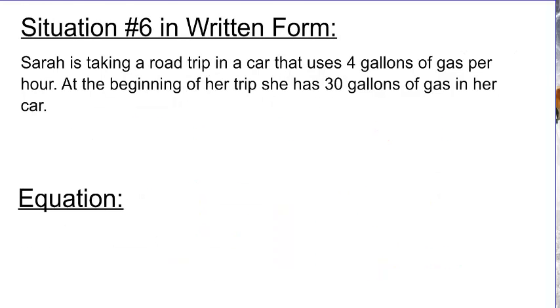Let's look at one more situation in written form. In this situation, Sarah is taking a road trip in her car, and her car uses 4 gallons of gas per hour that she drives. At the beginning of her trip, she has 30 gallons of gas in her car. Again, the very first step is we want to create a table to represent our situation. Go ahead and pause the video, create your table, make sure to label your variables, not x and y, but what do they actually represent, and then hit play when you're ready to compare it with the actual solution.